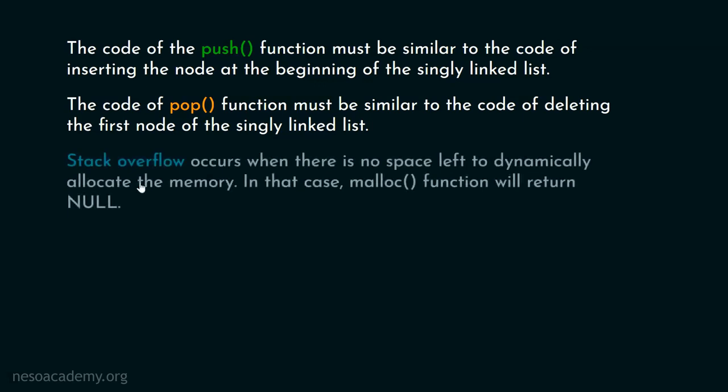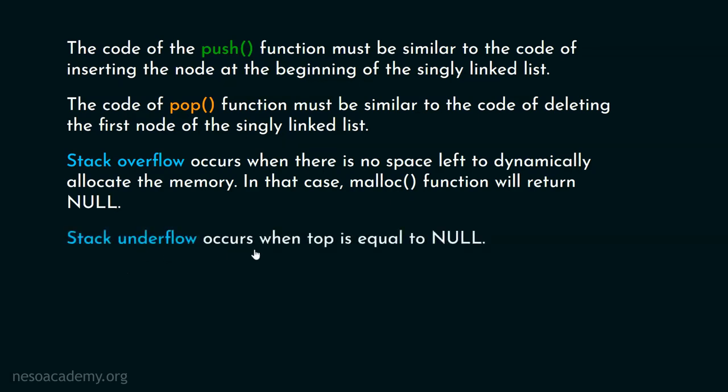After this, if we are interested in checking the Stack Overflow condition, then we can check this through the malloc function. How? Stack Overflow occurs when there is no space left to dynamically allocate the memory. Although Stack Overflow is very rare, when there is no space left to dynamically allocate the memory, then Stack Overflow can occur, right? In that case, the malloc function will return null, okay? If it is the case that malloc returns null, then it means Stack Overflow.